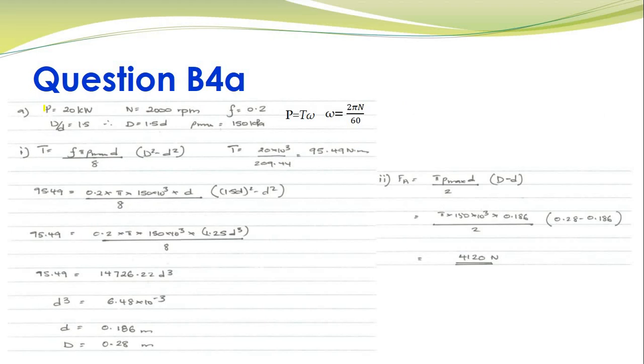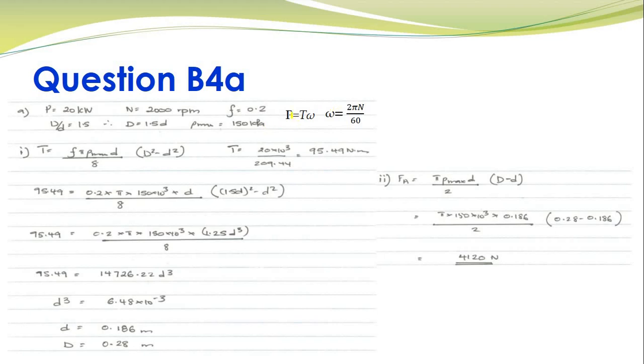So we list all the knowns. Power was 20 kilowatt, the speed was given as 2000 revolutions per minute, the coefficient of friction was given as 0.2, the diameter ratio, that is the outer diameter divided by the inner diameter, was given as 1.5. Therefore the outer diameter is 1.5 times the inner diameter. Your maximum pressure was given as 150 kilopascal.